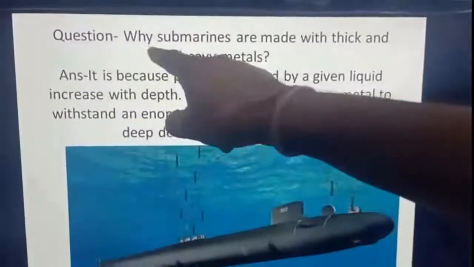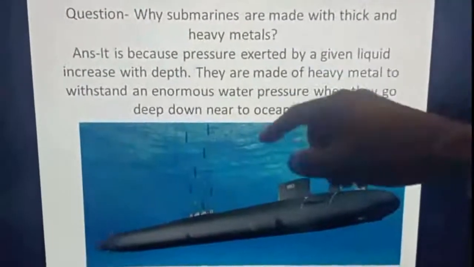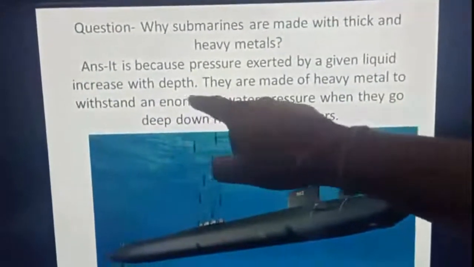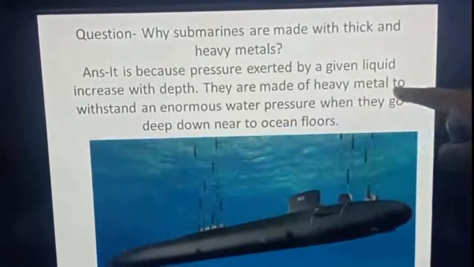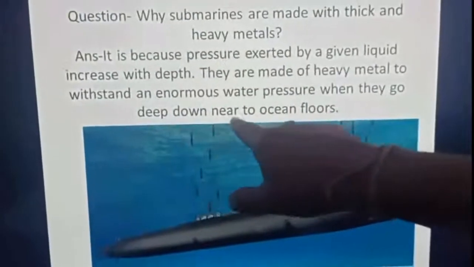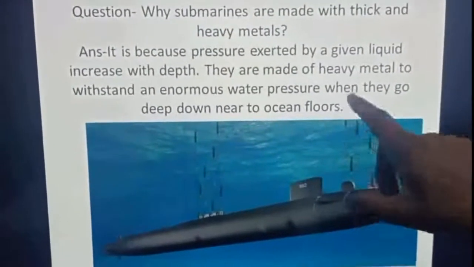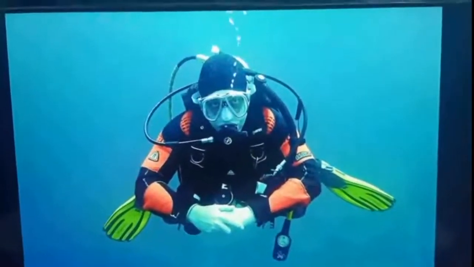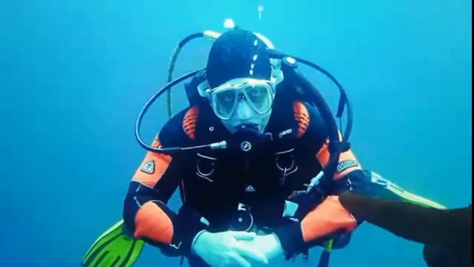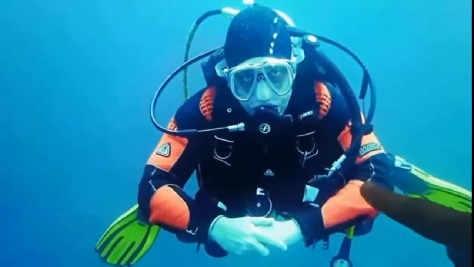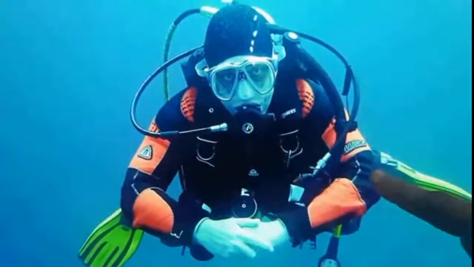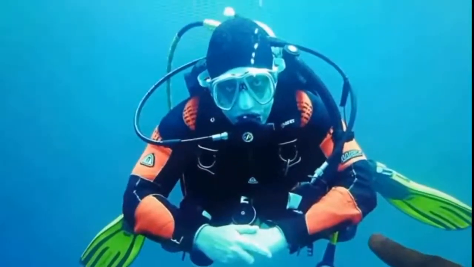Now next question: why are submarines made with thick and heavy metals? It is because pressure exerted by a given liquid increases with depth. They are made of heavy metal to withstand the enormous water pressure when they go deep down near the ocean floor. Now observe the last picture. We observe the diver wears a special swimsuit when they go deep into the sea. It is because liquid pressure increases with an increase in depth.